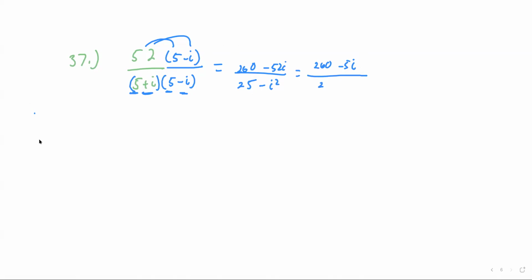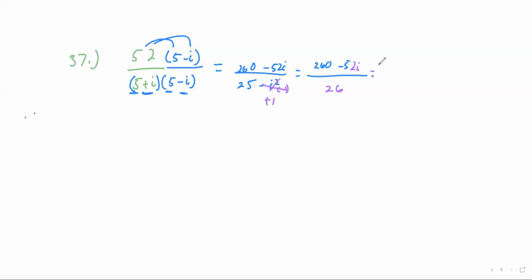Well, let's just simplify here. We can do a little bit extra here. i squared we know is negative 1. And then negative 1 makes a plus 1. So 25 plus 1 is 26. I forgot the 52 here, so that's 52i.